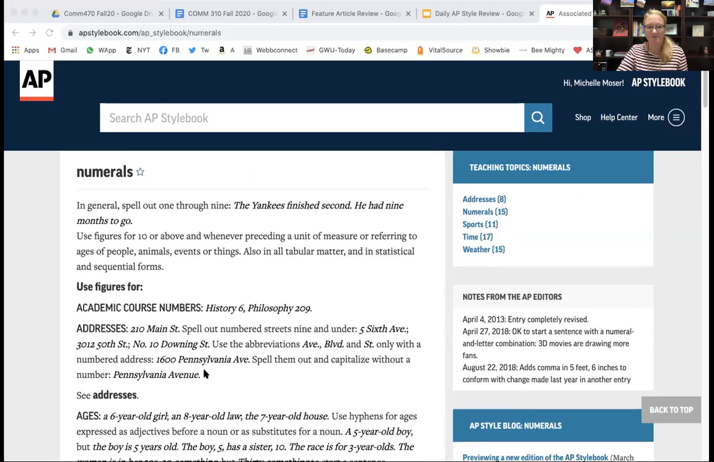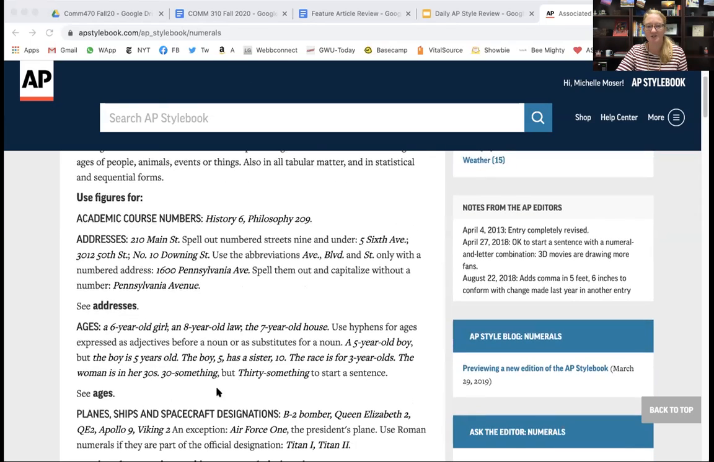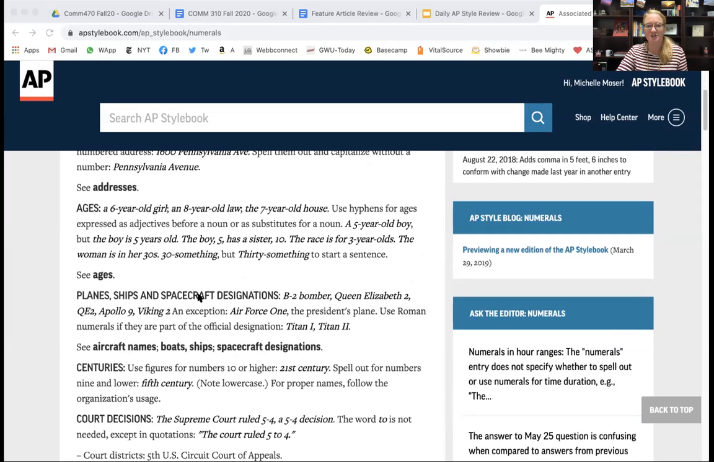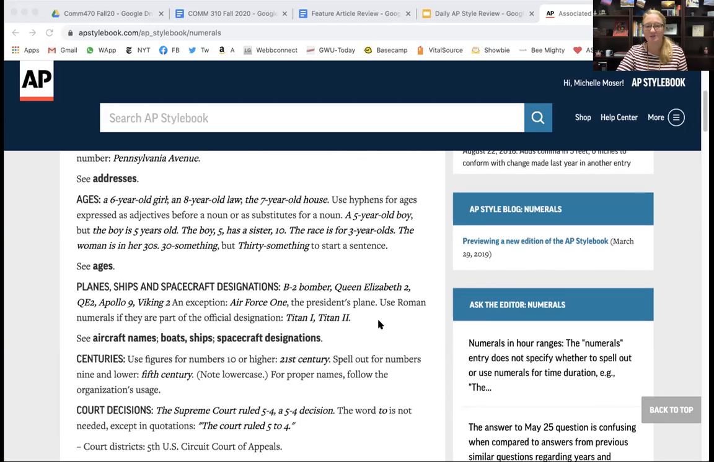We've gone over addresses before, so you should get that. We've gone over ages. When you are talking about planes, ships, spacecraft, you use the actual numbers. Sometimes you might have something that has a Roman numeral versus the actual numeral, like here. Queen Elizabeth II, that's the name of the ship. If you were to use her name in something, you would use the Roman numeral instead. And so those are just things to be aware of.